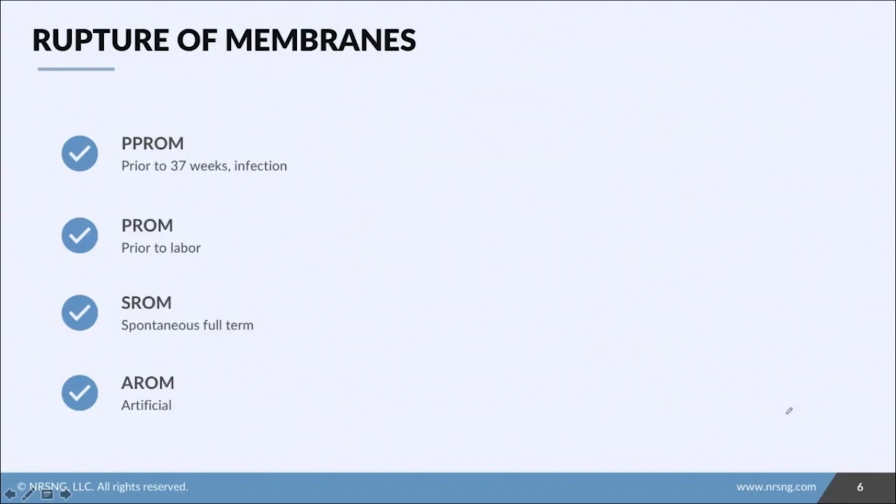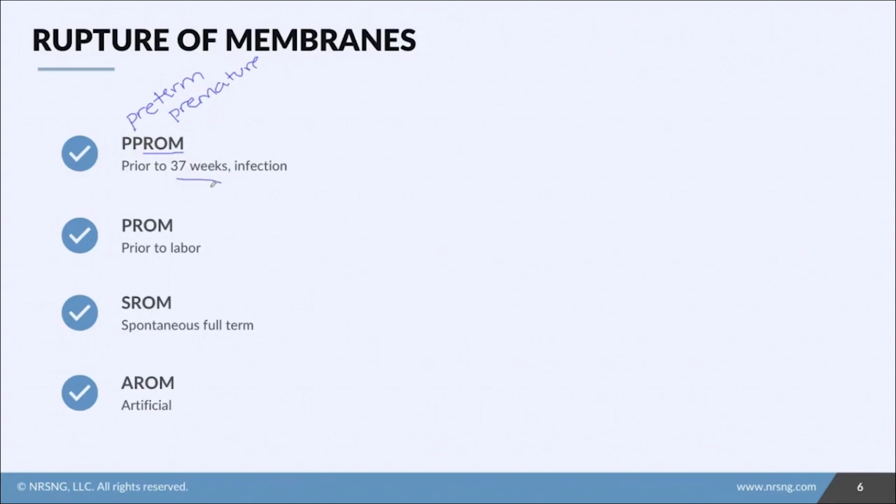All right, so a rupture of membranes. Another little part of our labor process. This can occur in several different ways and at different times. Our PPROM is a patient that has a premature rupture of membranes prior to 37 weeks. So it's preterm, because we're prior to 37 weeks, premature rupture. Because ROM, remember, is rupture of membranes. Okay, so preterm premature rupture of membranes.